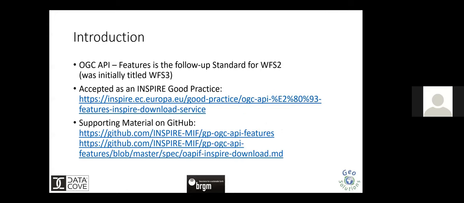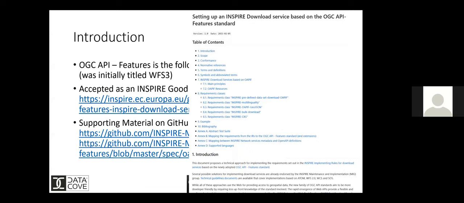There is then further supporting information available on GitHub. There is more information on the good practice, and also a really nice guidance document on setting up your OGC API download services. If you follow the links, you will end up with this document that takes you through step by step and explains the details of what you need to do to deploy this API and provide it as an INSPIRE download service.